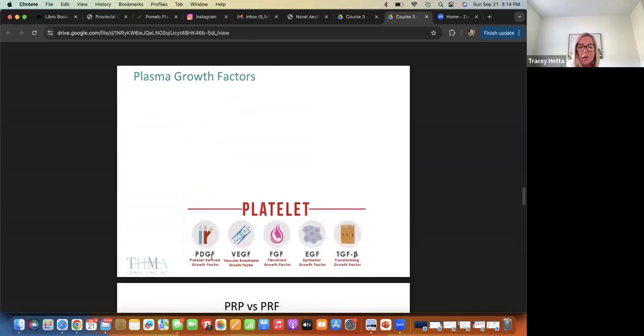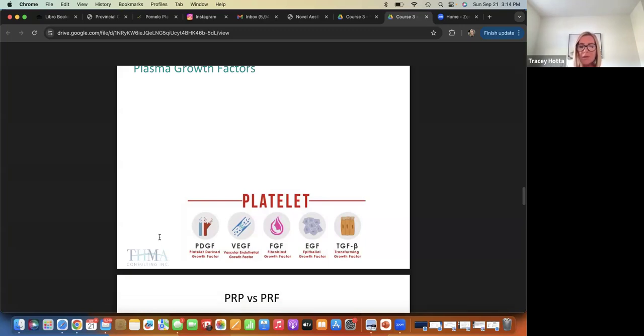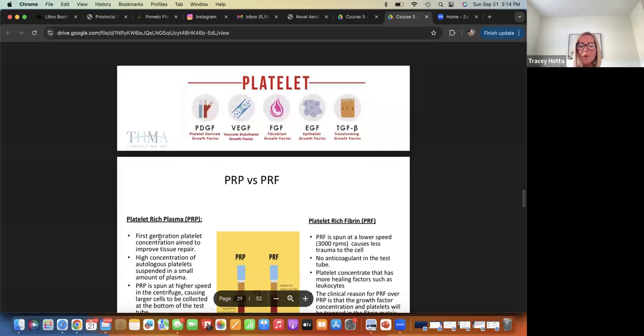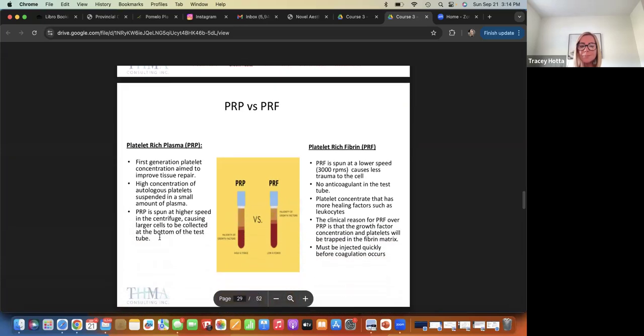You can see here there are different growth factors in our platelets, and they help with increasing collagen and overall skin repair. We have PDGF, VEGF, FGF, EGF, and TGFB. These are different growth factors in your platelets that help with the treatment.